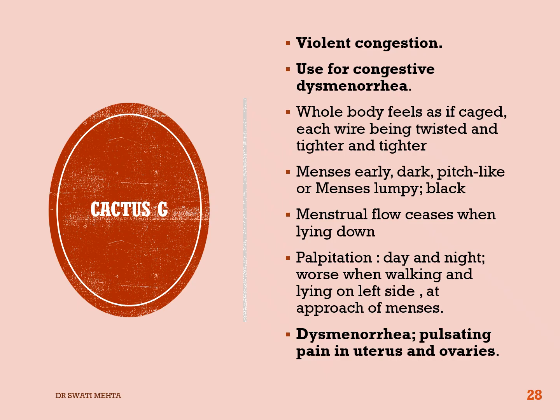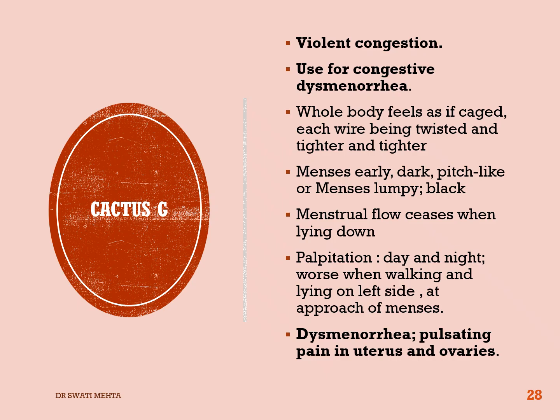Cactus grandiflorus is useful in congestive dysmenorrhea with intense pelvic congestion. The patient experiences a sensation as if the body or uterus is tightly constricted by an iron band. Menstrual flow is dark, black, and lumpy. So here we can differentiate the pain. In Gelsemium the sensation is as if the uterus is squeezed, so that is spasmodic dysmenorrhea. And here the pain feels as if twisted with an iron bar, so that is congestive dysmenorrhea.